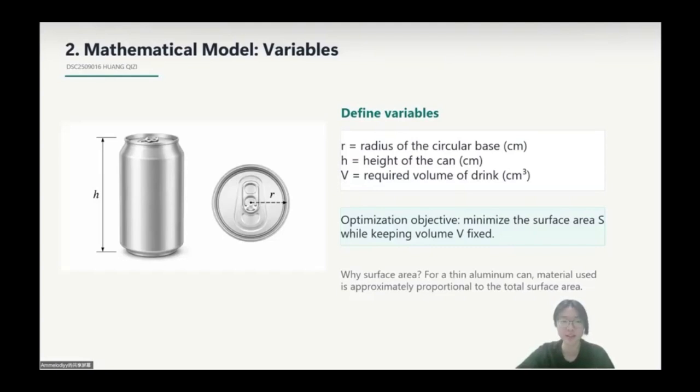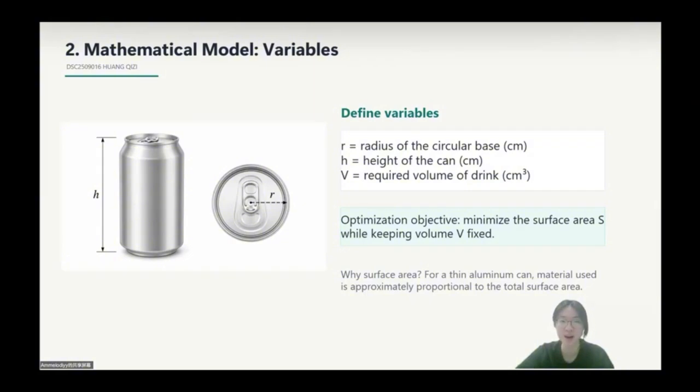Now I will explain the mathematical model for our beverage can optimization problem. Our goal is to design a can that can hold a fixed amount of drink while using as little aluminum material as possible. To make the real-world problem easier to analyze, we model the beverage can as a right circular cylinder with a circular top and bottom and one curved side surface.